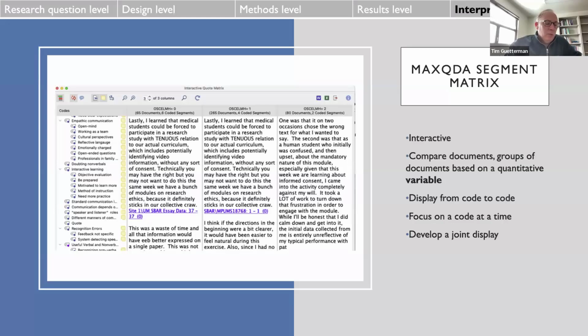So I know we're at time. I'm probably just a little bit past time, but I'm going to hand it back over here for some words on MAXQDA, and then we'll have time for question and answer.